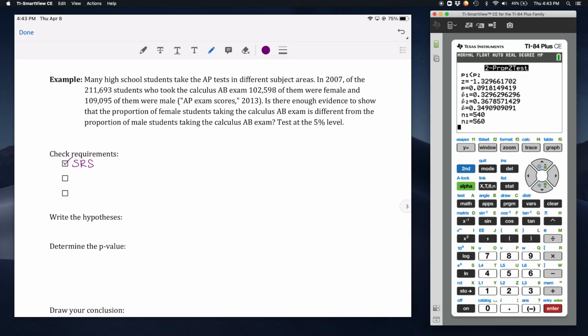Okay, as far as checking your requirements, we got two populations. We got the males, and we got the females, the proportion of males and proportion of females.